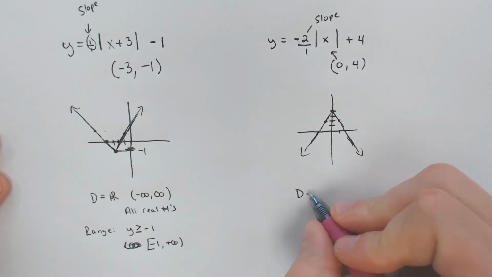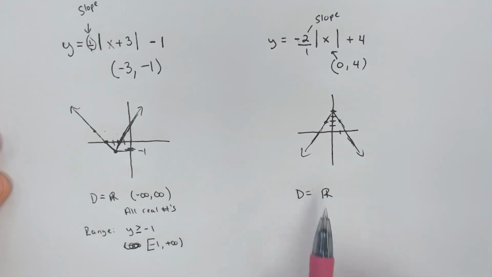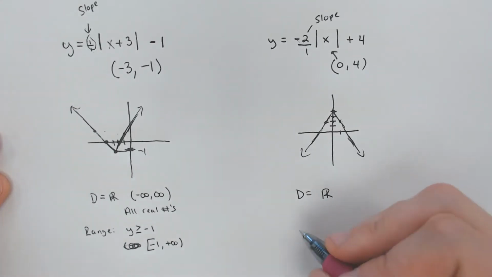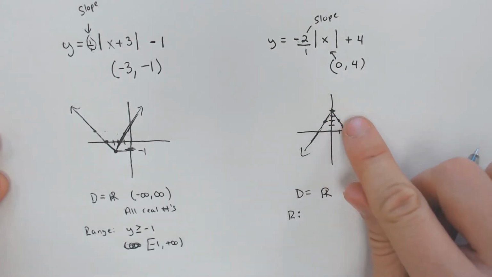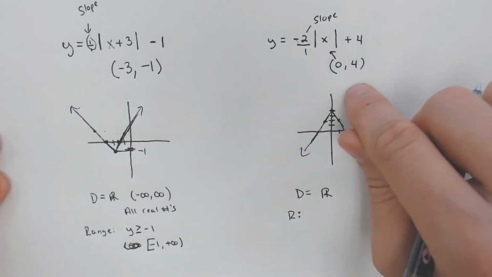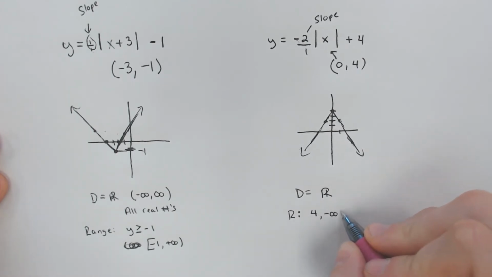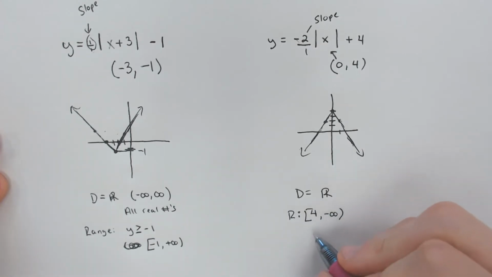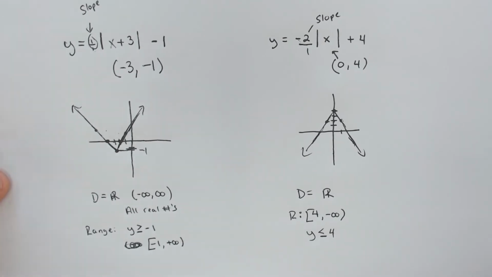So domain is still all real numbers. You can write it as negative infinity to infinity, all real numbers, or the fancy R. I'm just going to stick with the fancy R. The range is not going up this time. This graph is going down, and it's going down from the 4 of our vertex. So you could either write 4 to negative infinity because it is going down, or you could write y is less than or equal to 4. And that would be our range for that absolute value equation.